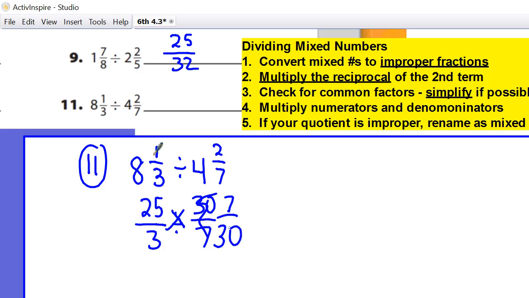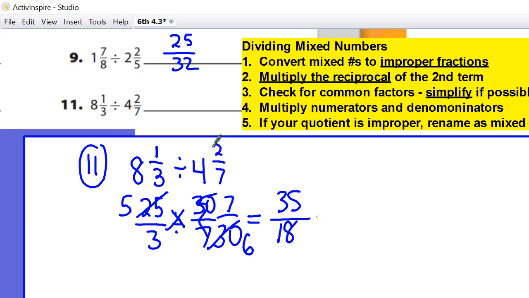The third step is to check for things that simplify. 25 and 30 share a factor of 5. 25 divided by 5 is 5. 30 divided by 5 is 6. 3 and 7 don't share a factor. Number 4, multiply your numerators and your denominators. 5 times 7 is 35 over 3 times 6 is 18.